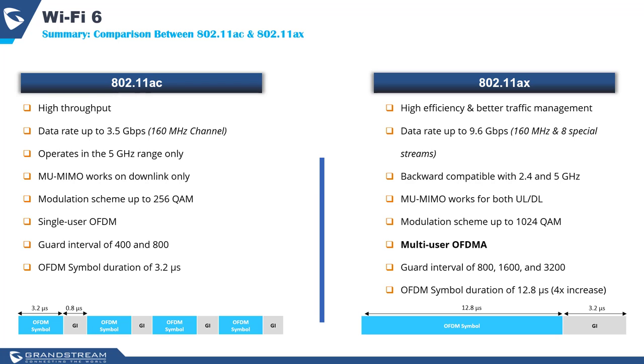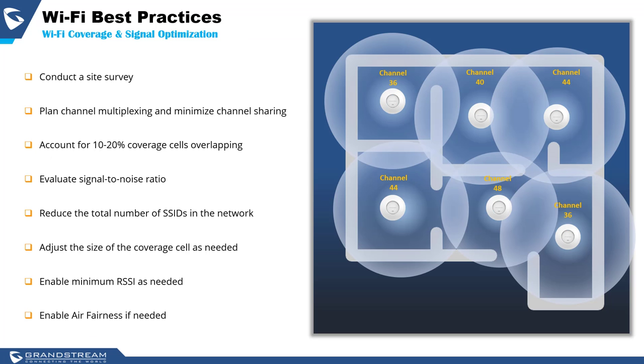That brings us to the last topic of today's webinar, which is about the best practices to improve Wi-Fi coverage and signal strength. This is a short list of things to consider when deploying GWN access points. Obviously the first thing to do when planning and designing a wireless network is to conduct a comprehensive site survey, because it would allow you to determine the number of access points needed and figure out the placement of each access point.